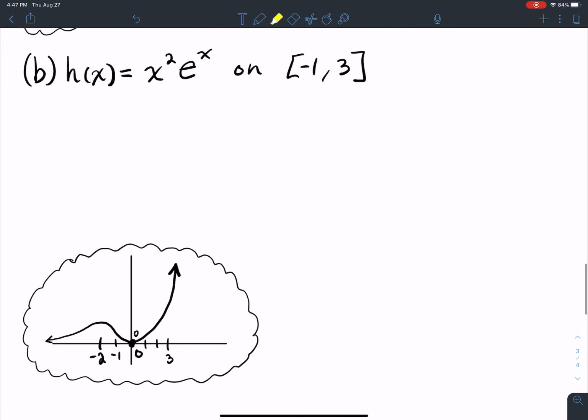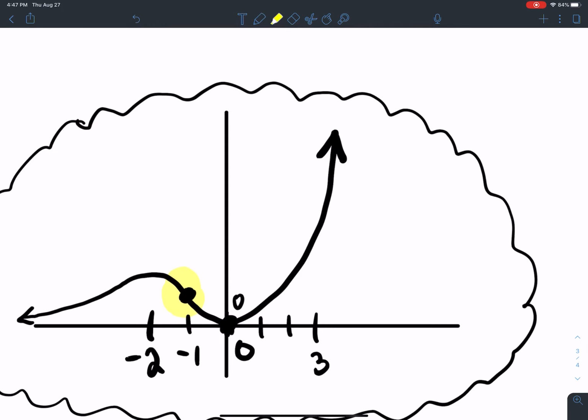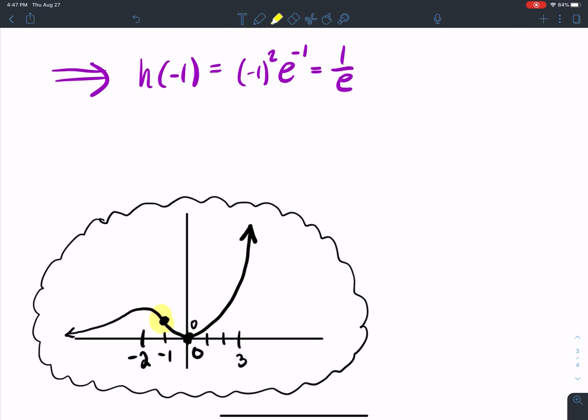So I've got my graph here. Negative 1 inputted for h. If I plug in negative 1 in here, I get negative 1 times negative 1, which is positive 1, times e to the negative 1, which is 1 over e. Okay, that gets me 1 over e for an answer there. So this output here is 1 over e, positive, right?